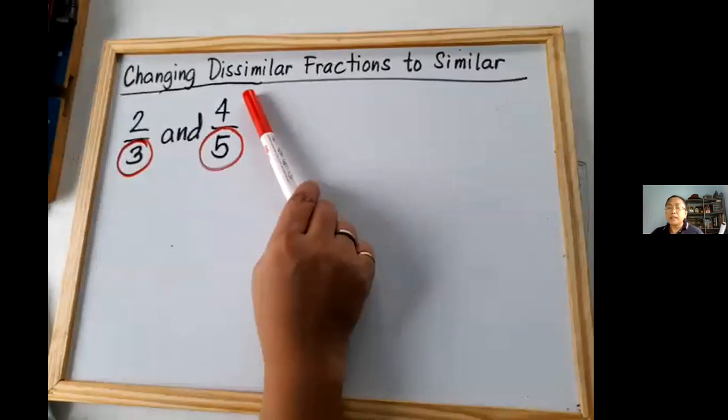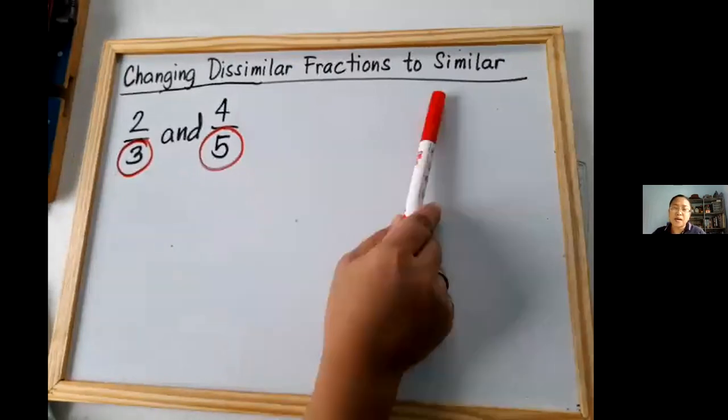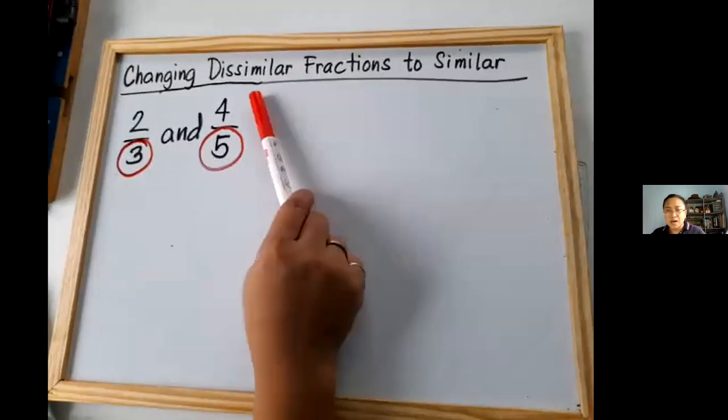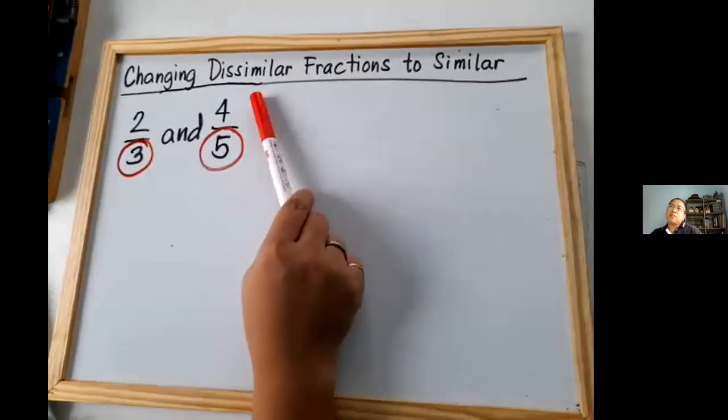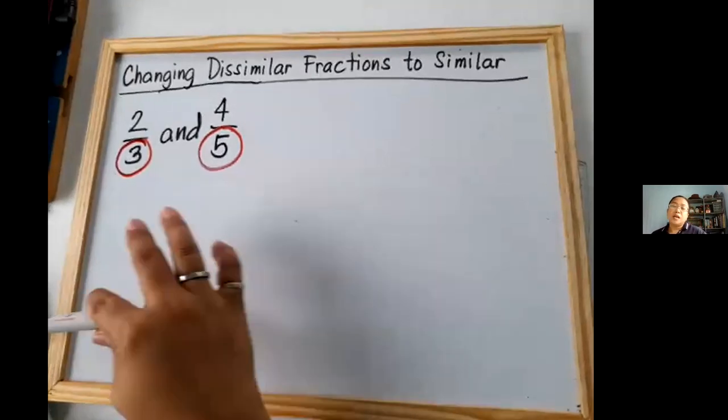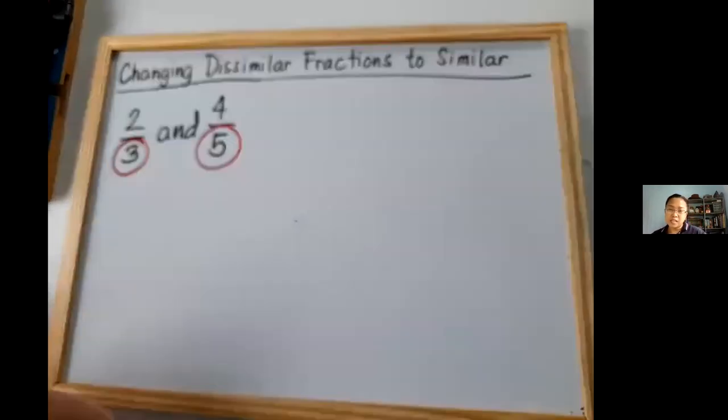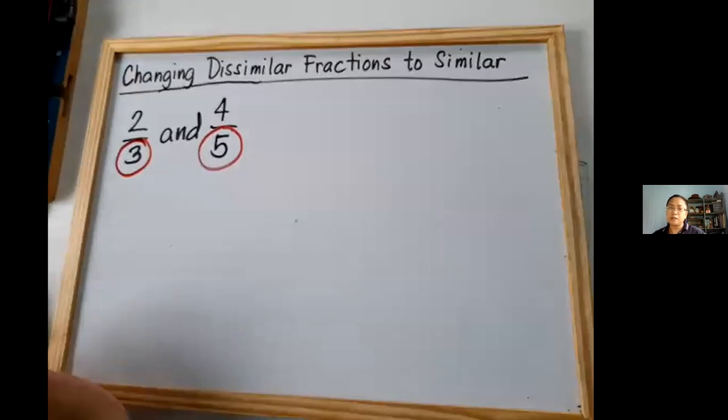Now, why do we need to change them to similar? Simple lang. Pag mag-a-add kayo at magsasubtract ng mga fractions, mas madali na i-add yung mga similar kumpara kapag sila ay dissimilar. So, parang ganito yan. Kung magluluto ka, mas magandang i-prepare mo muna lahat ng kailangan mo para kapag once na nagsalang ka na ng niluluto mo, dire-diretso ka na ng gawa. Okay? So, ngayon, ang concentration natin ay how to change 2/3 and 4/5 into fractions with common denominators.